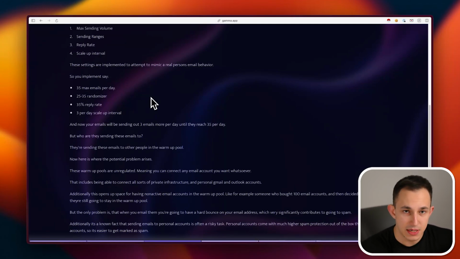Now, of course, Smartlead and Instantly and all of the major tools, they're not strangers to that fact. They know that this is happening, and they will remove your accounts from the warm-up pool if you're having bounces register, right? But nevertheless, you're going to do damage to other people's email accounts if you do that, and that's one of the big problems with the cold email warm-up pools.